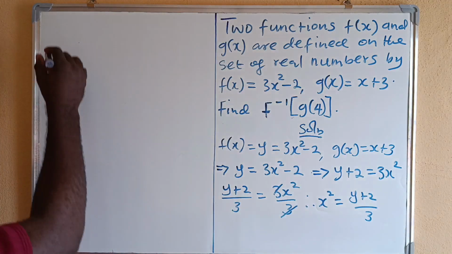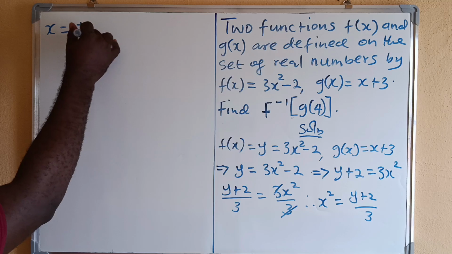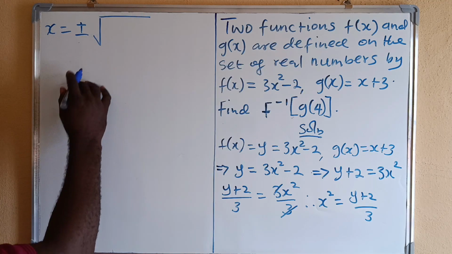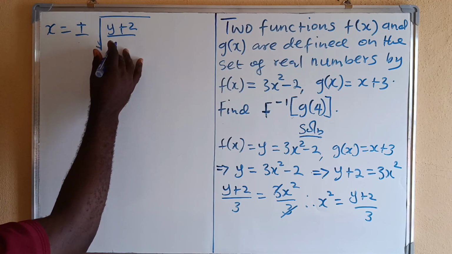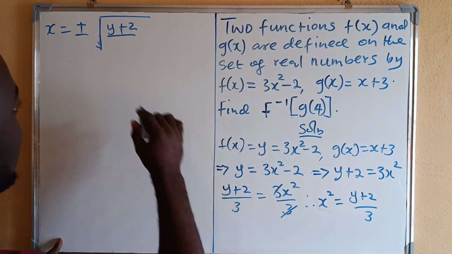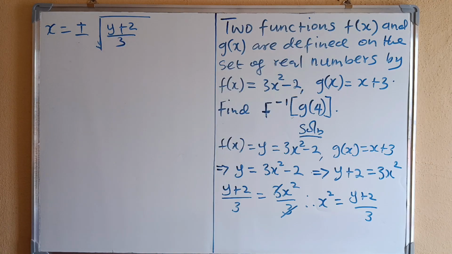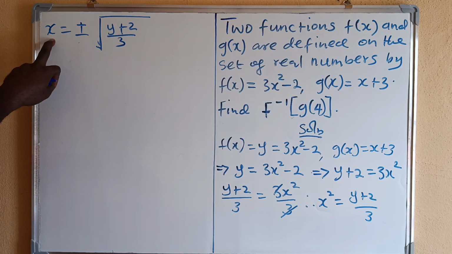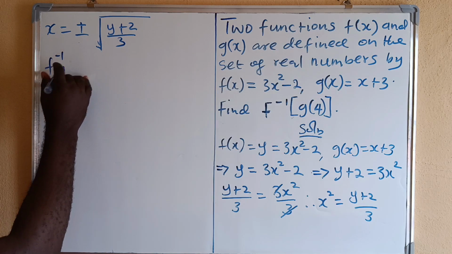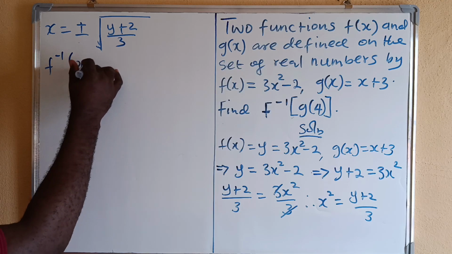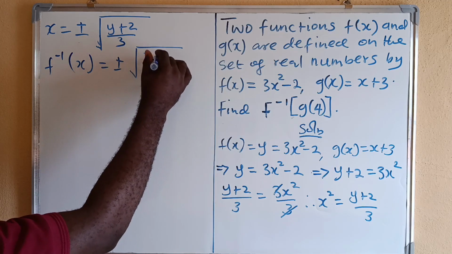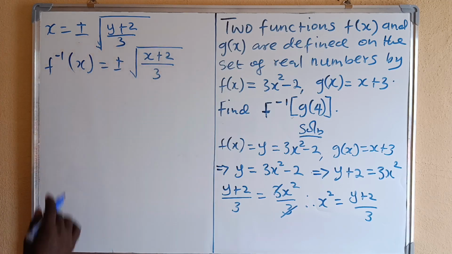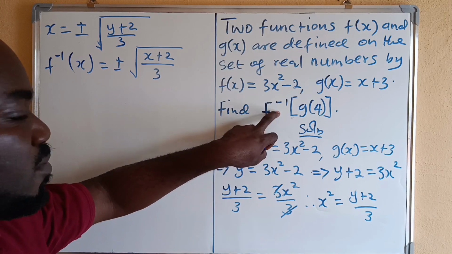So I have to get the root. So my x will be plus or minus root of y plus 2, divided by 3. Because I want to make it a function of x, I'm going to convert this y to x. So the inverse of f of x will be equal to plus or minus root of x plus 2 divided by 3. So this becomes the inverse of this function.